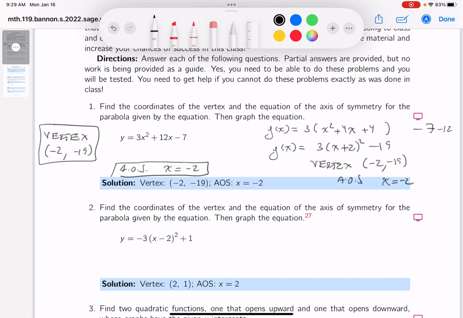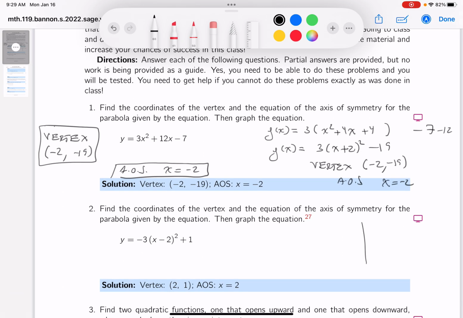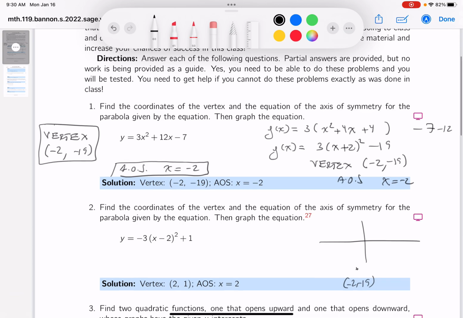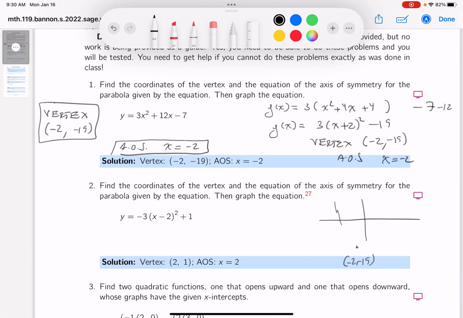If you were to graph this out, though, I'd point out that I'm not really looking for a great picture of it, but a rough picture. So minus 2, minus 19. I'm going to say it's over here somewhere. Let's see, the y-intercept minus 7. So something like this over here. And again, this is a rough picture. And that's it. Thank you.